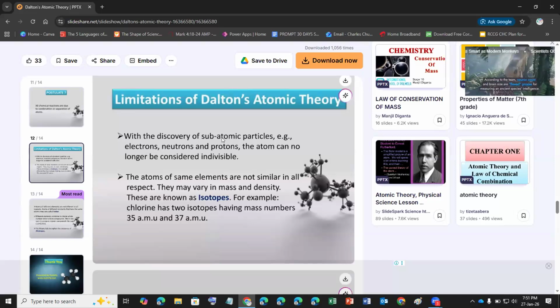There are subatomic particles. Of course, you know them: electrons, neutrons, and protons. So that means that atoms cannot be considered indivisible because there are actually smaller particles inside them. And what next?